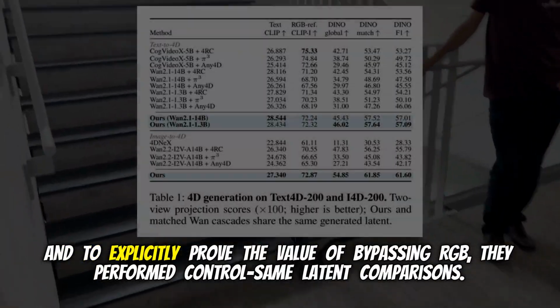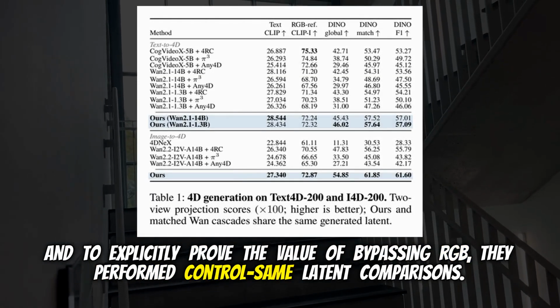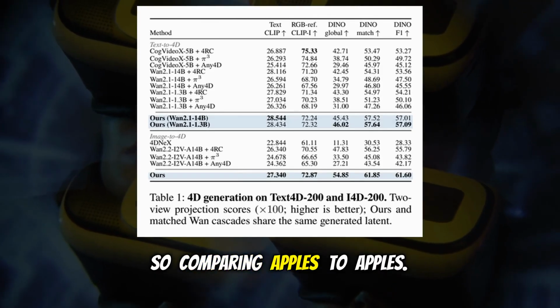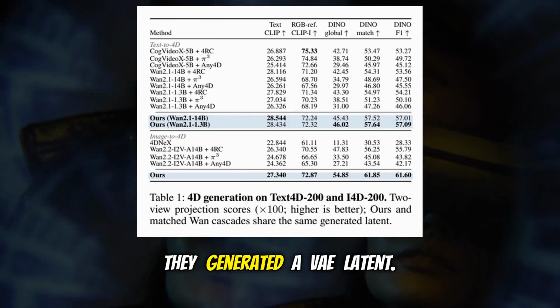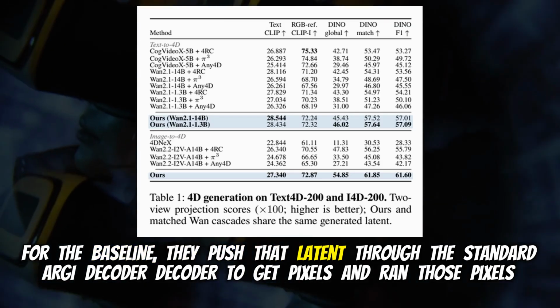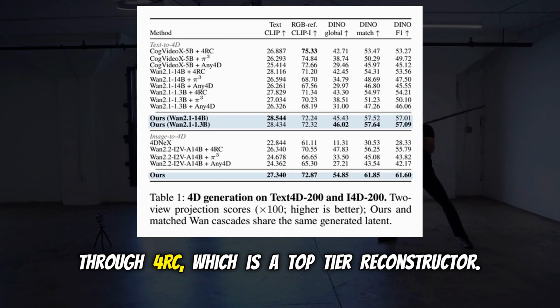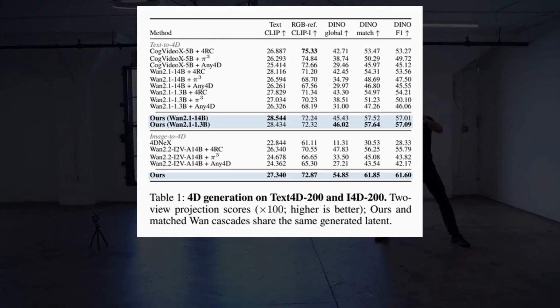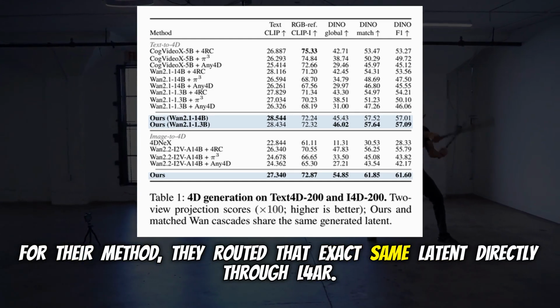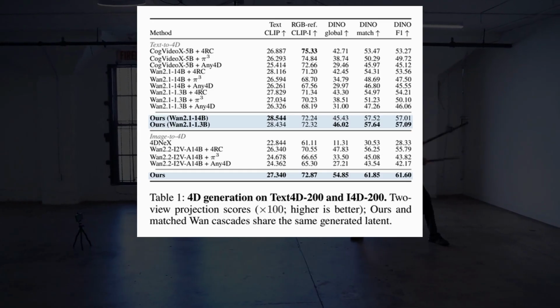And to explicitly prove the value of bypassing RGB, they performed controlled same latent comparisons. So comparing apples to apples. Exactly. They generated a VAE latent. For the baseline, they pushed that latent through the standard RGB decoder to get pixels and ran those pixels through 4RC, which is a top-tier reconstructor. Okay. For their method, they routed that exact same latent directly through L4AR. And the Latent-To-4D method dominated. Oh, it wasn't even close.